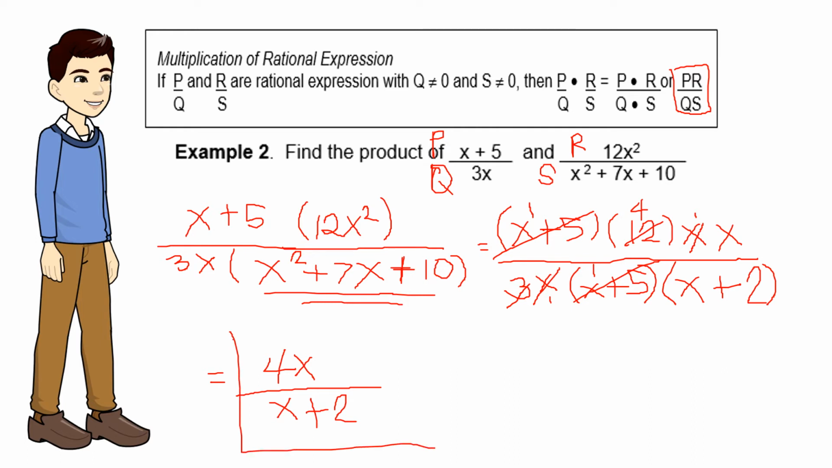So, bakit hindi pwedeng i-cancel yung 4 and 2 and yung x sa denominator? Because yung ating denominator is a binomial term, may operation sa gitna, x plus 2, kaya hindi natin pwede i-cancel. Yung operation sa numerator is 4x means multiplication, 4 times x, while sa denominator is addition, x plus 2. Kaya hindi natin pwedeng i-cancel yung x and x, then yung 4 and 2, hindi pwedeng i-divide kasi different operation ang involved.